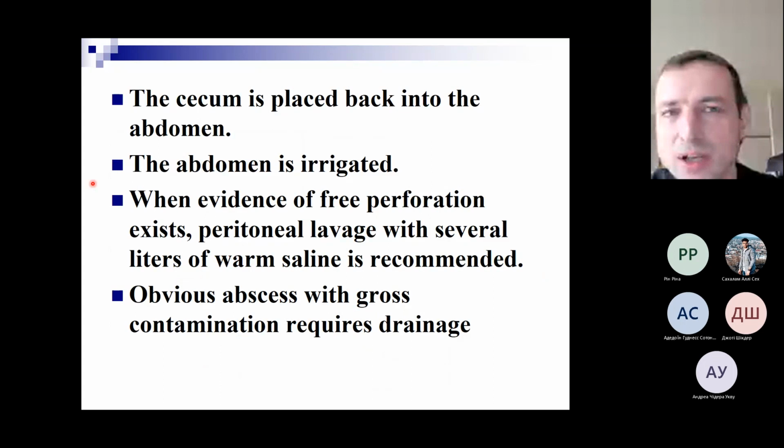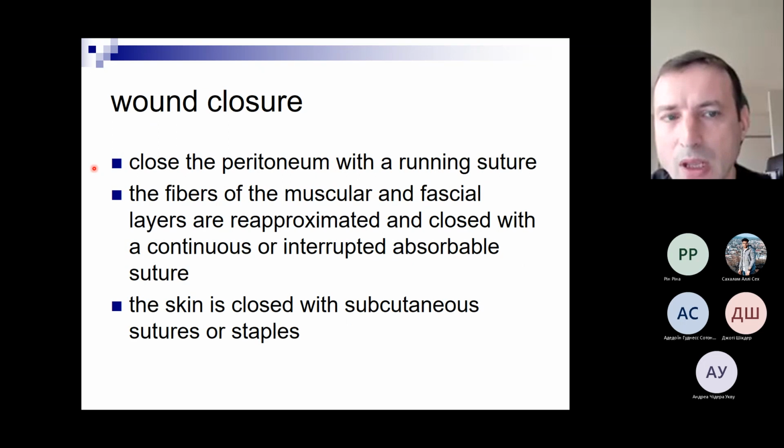The cecum is placed back into the abdomen. The abdomen is irrigated. Wash the abdominal cavity; if pus or some free fluid is present, then suction it. When evidence of perforation exists, peritoneal lavage with several liters of warm saline is recommended, and an obvious abscess with gross contamination requires drainage. Then close the wound.